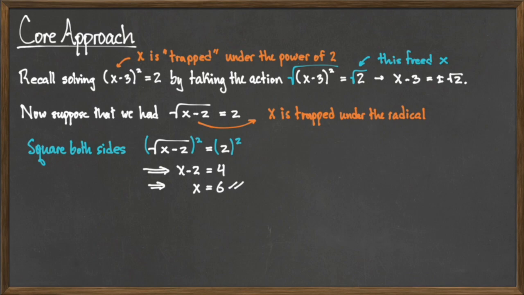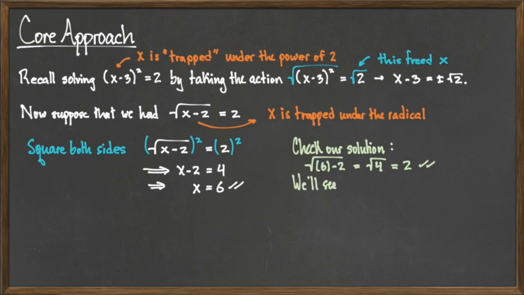Every solution that I get needs to be checked, because I can't plug in anything I want into a square root. So let's make sure that this value of x equals 6 makes sense. Plugging it into our original equation gets me the square root of 6 minus 2, which is the square root of 4, which is 2, and that agrees with the right-hand side. So this is kind of similar to when we checked restricted values of rational equations. We needed to double check that our solution was valid and made sense. We'll see why this matters in a later slide.